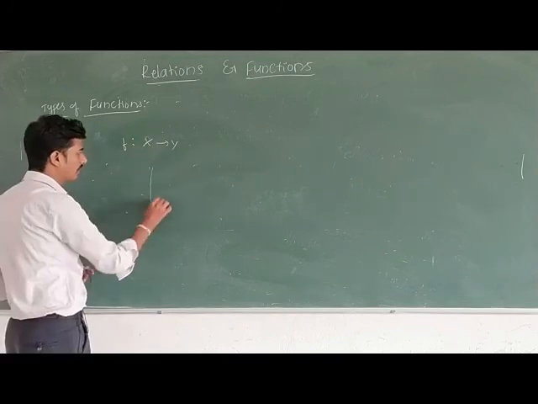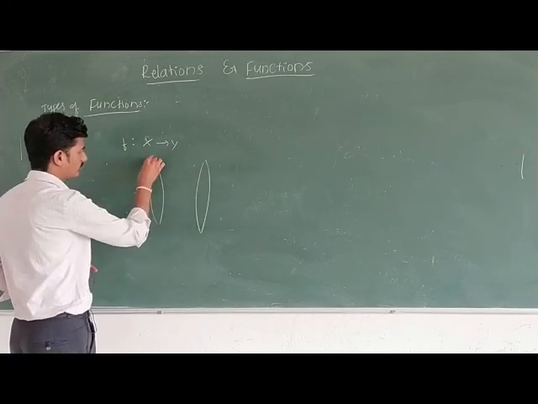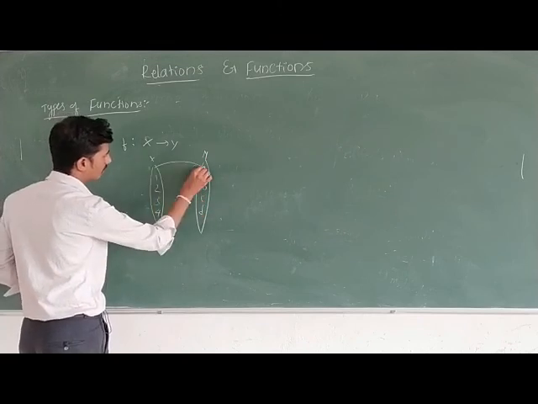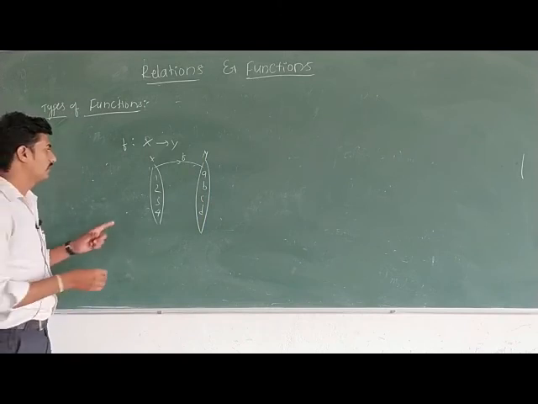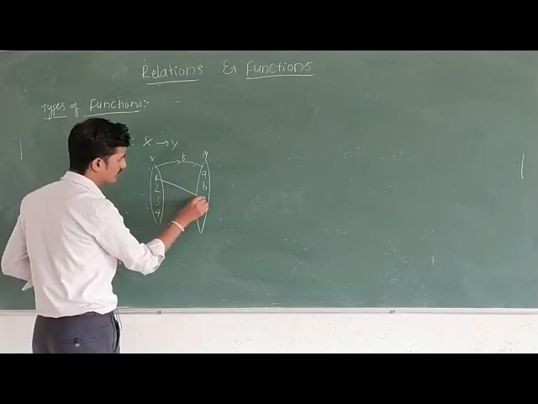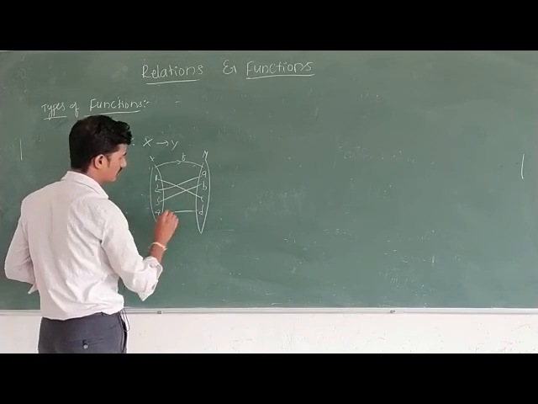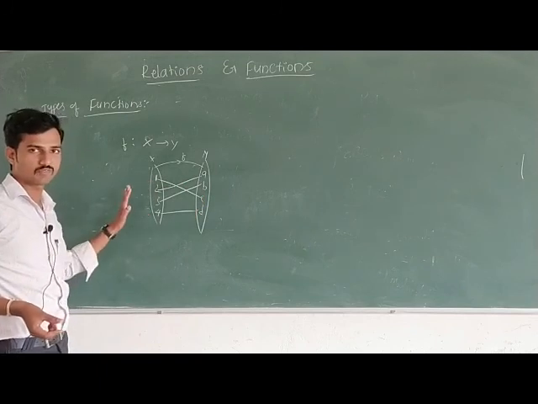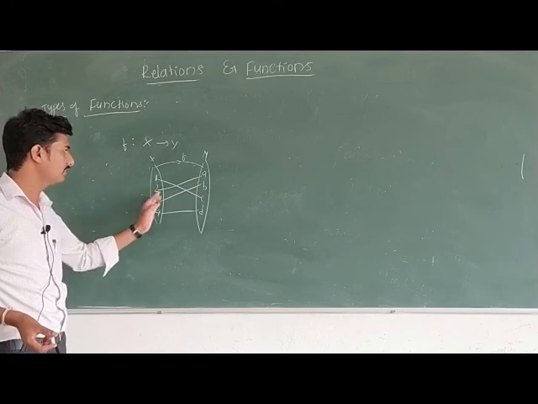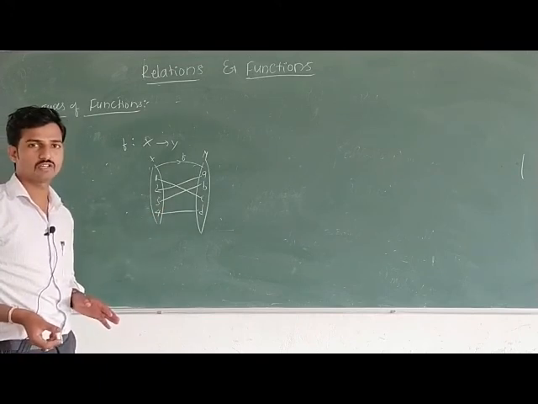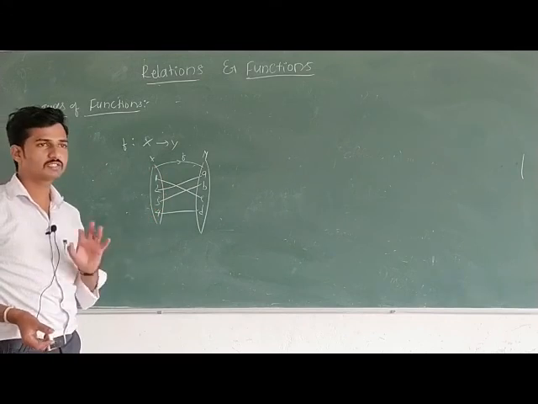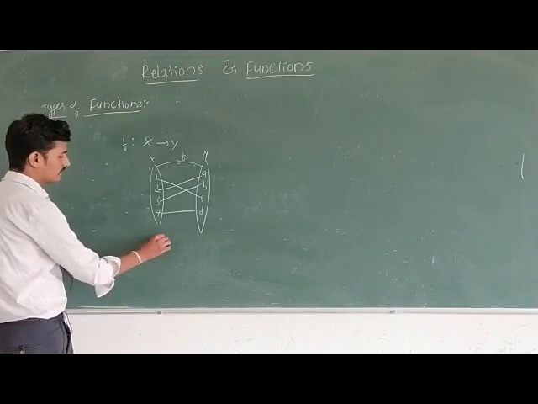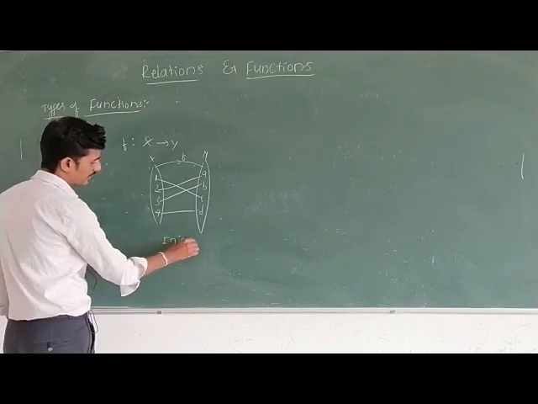For example, consider set x as 1, 2, 3 and 4 and set y as a, b, c and d. Under the function f, 1 is related with c, 2 is related with a, 3 is related with b and 4 is related with d. Observe that all the elements of x are different, and these different elements have different images in y. So we can simply call that function a one-one function. This one-one function can also be called an injective function. So we call this an injective function.